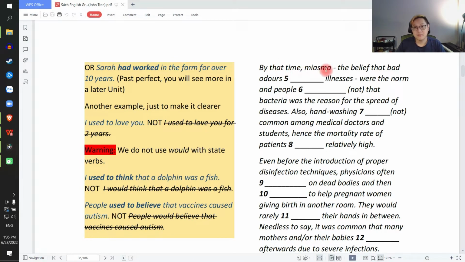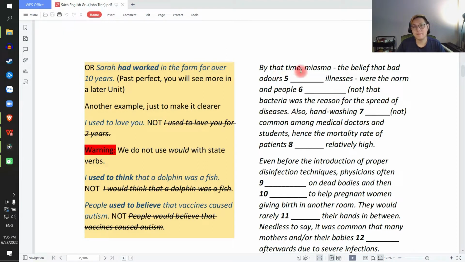By that time, miasma, the belief that bad odor transmitted illnesses, was the norm, and people didn't know that bacteria was the reason for the spread of diseases.